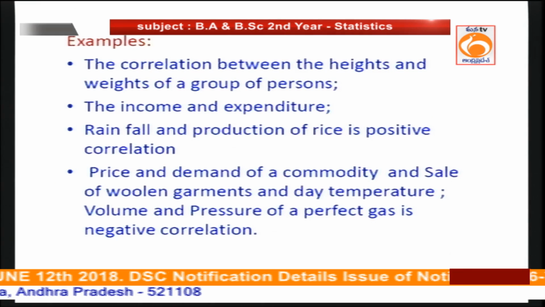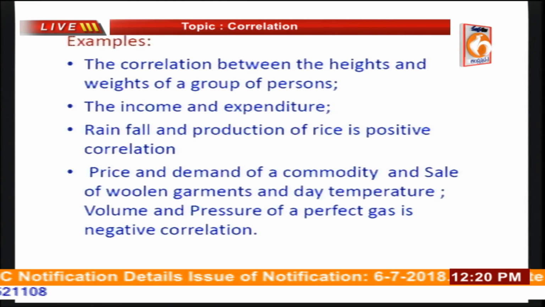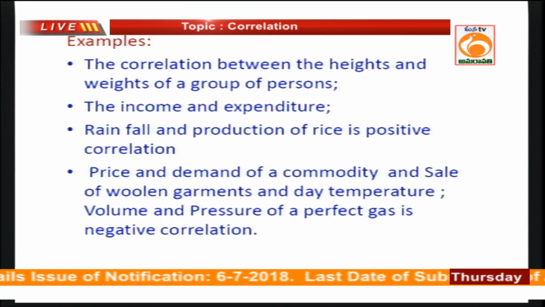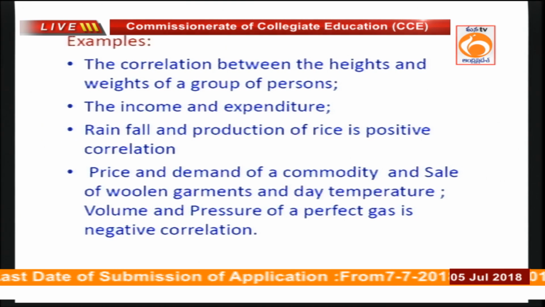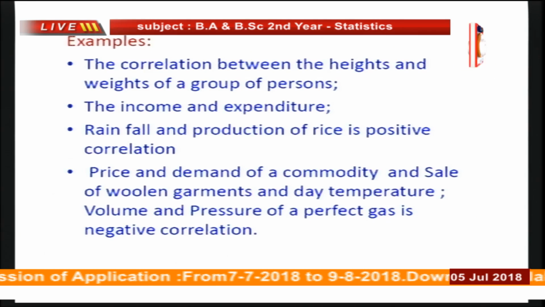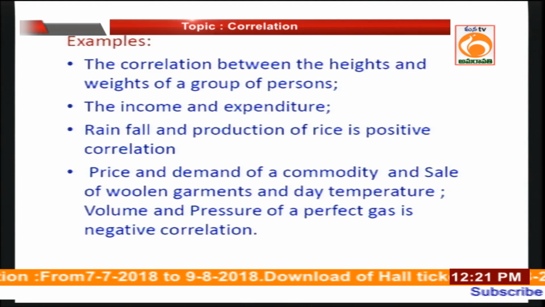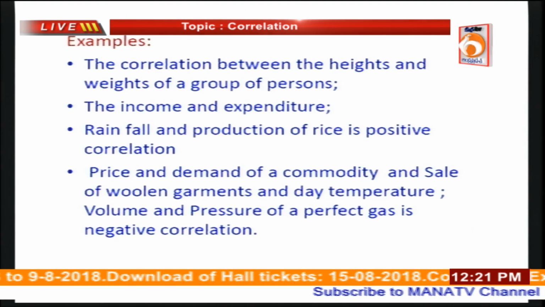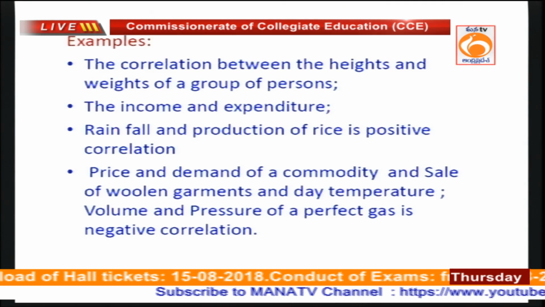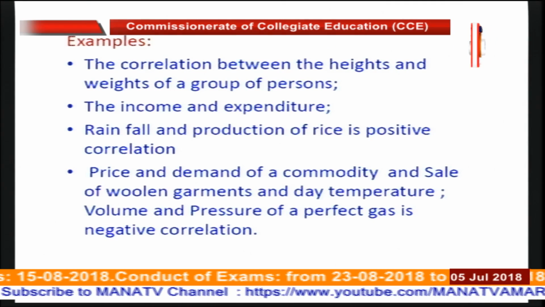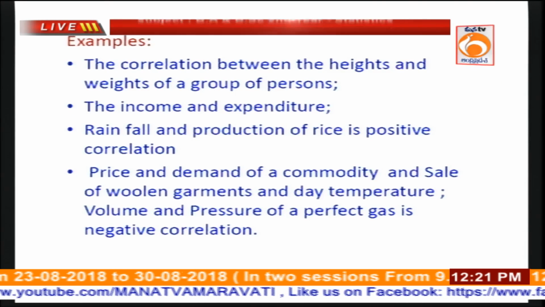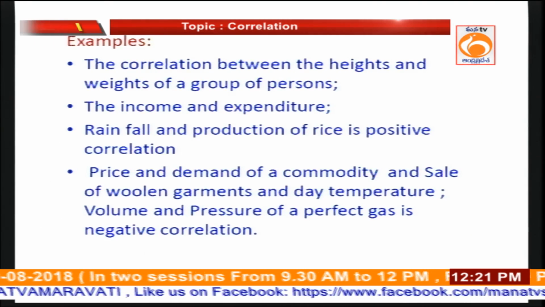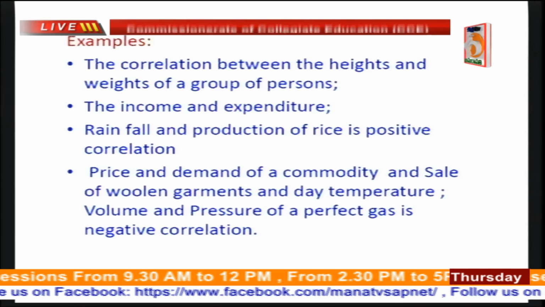So, income and expenditure: when income increases, expenditure also increases, and when income decreases, expenditure also decreases. In this case we can expect a positive correlation between income and expenditure. Similarly, we can observe many examples of positive correlation. Rainfall and production of rice is a positive correlation: when rainfall increases, production of rice also increases. So we can expect a positive correlation between rainfall and production of rice.